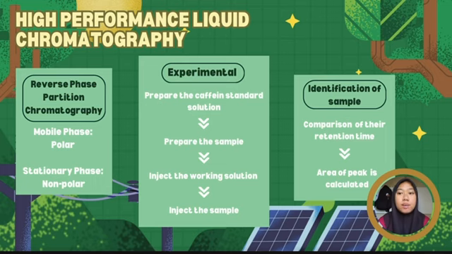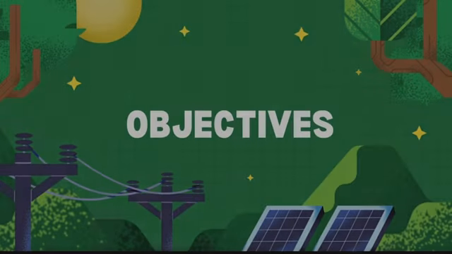In our experimental process, we will demonstrate the step-by-step preparation of the caffeine standard solution, sample preparation, injection of the work solution, and finally, injection of the sample. The identification phase involves comparing the retention times of the sample and calculating the area of the peaks, which provide critical insight into the components present.